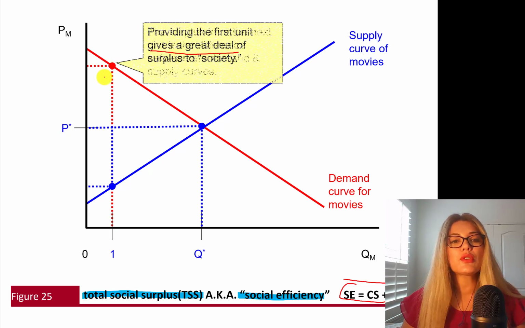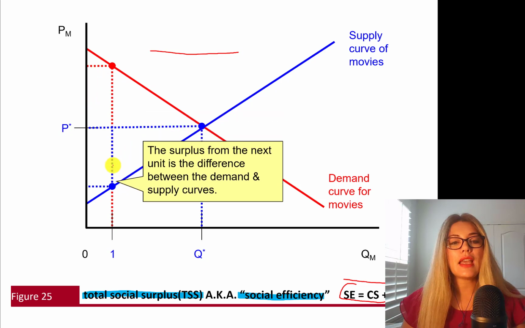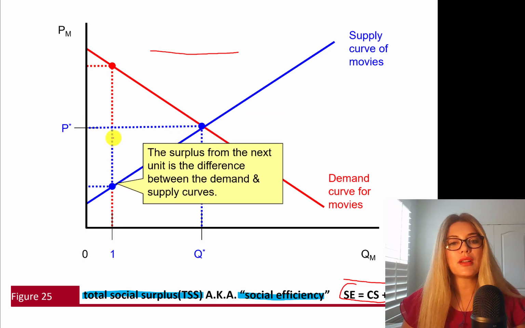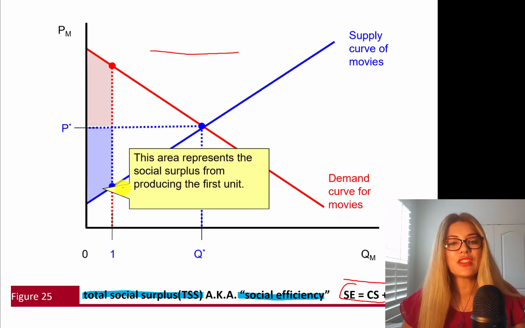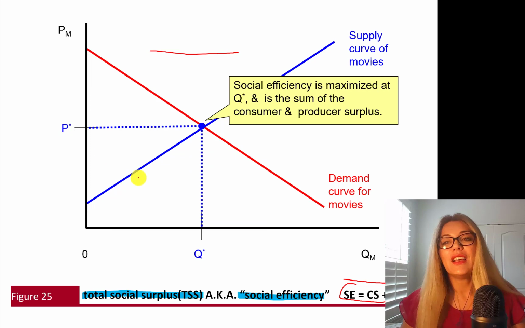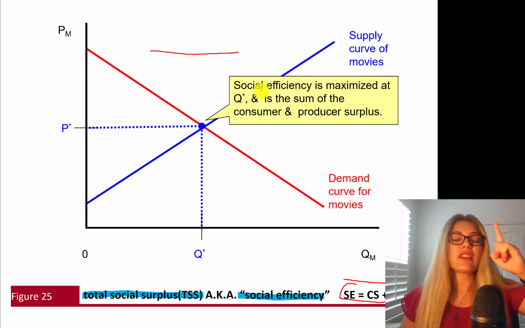You have the consumer surplus on top and the producer surplus at the bottom. The surplus from the next unit is the difference between the demand and supply curves. So it's this weird trapezoid. Social efficiency, this is very important.